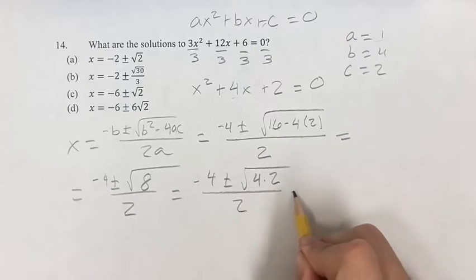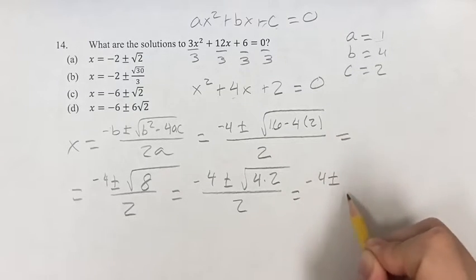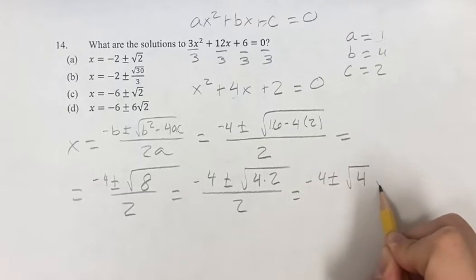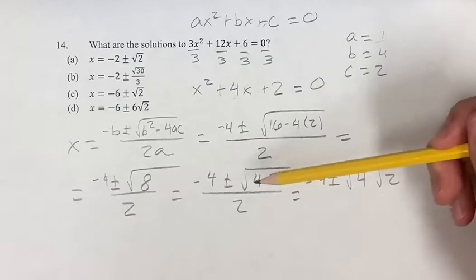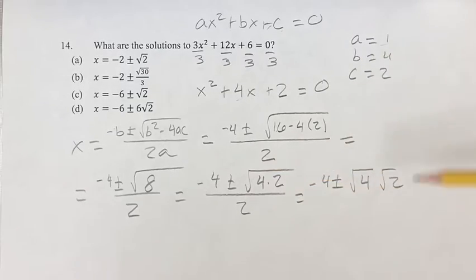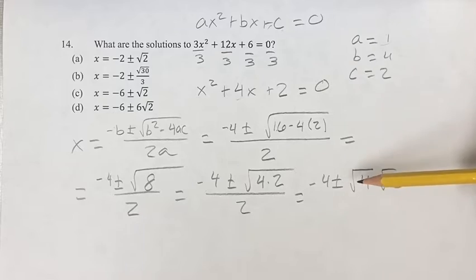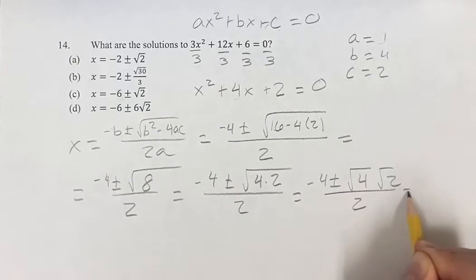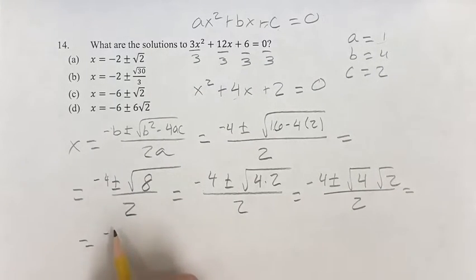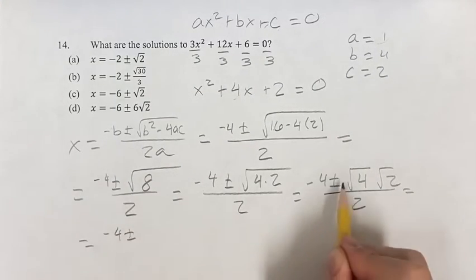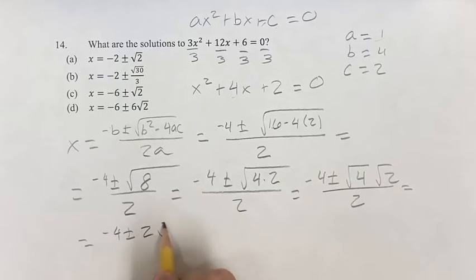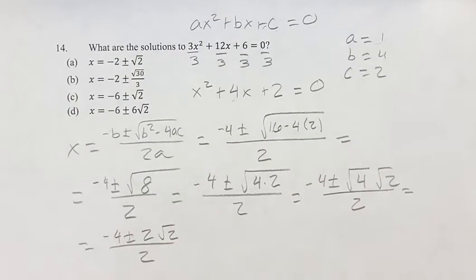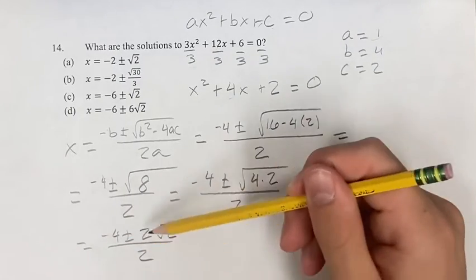So therefore, keeping everything else the same, we have negative 4 plus or minus the square root of 4 times the square root of 2. When you have two things multiplied by each other under a square root, you can separate them and then multiply the square roots of them individually. So this is the square root of 4 times the square root of 2 over 2. So this is negative 4 plus or minus the square root of 4 is 2, root 2 over 2. Now, the last step is to divide both of these terms by 2.